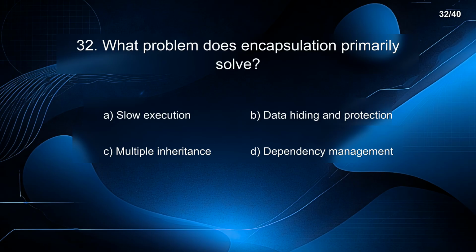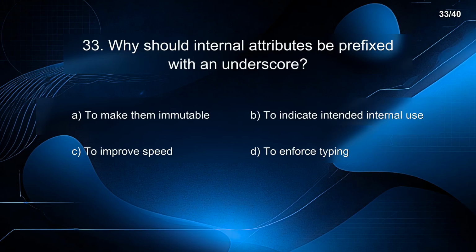Correct answer is B. Data hiding and protection. 33rd question. Why should internal attributes be prefixed with an underscore? A. To make them immutable. B. To indicate intended internal use. C. To improve speed. D. To enforce typing.